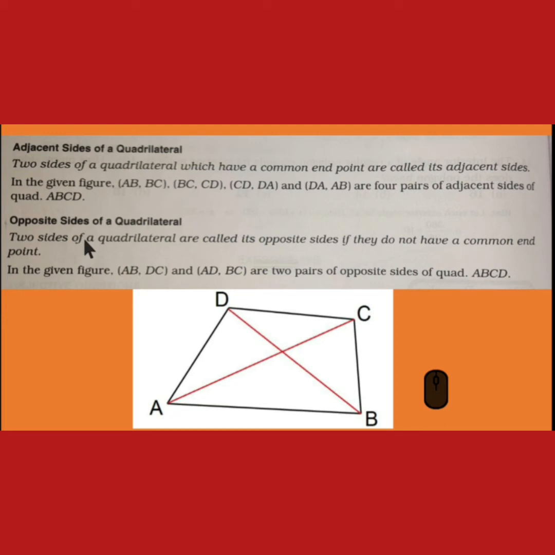Next is opposite sides of a quadrilateral. 2 sides of a quadrilateral are called its opposite sides if they do not have a common endpoint. If they have a common endpoint, they are called adjacent sides. If there is no common endpoint, then they are called opposite sides. Like AB and CD, there is no common endpoint. So AB and CD are opposite sides. Similarly, AD and BC are also opposite sides. So in the given figure, AB, DC and AD, BC are the 2 pairs of opposite sides of quadrilateral ABCD.